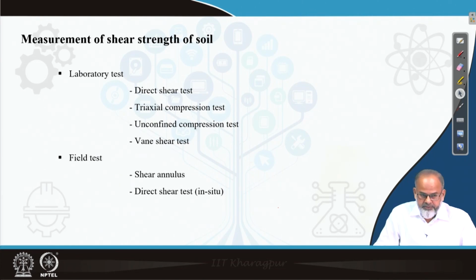But since our work will be mostly in the field, we will be concentrating on the apparatus available which can be utilized to measure shear strength in the field. There are two apparatus available: one is the shear annulus, the other one is the direct shear test. The equipment available for the direct shear test in the field and the equipment for the direct shear test in the laboratory are different.